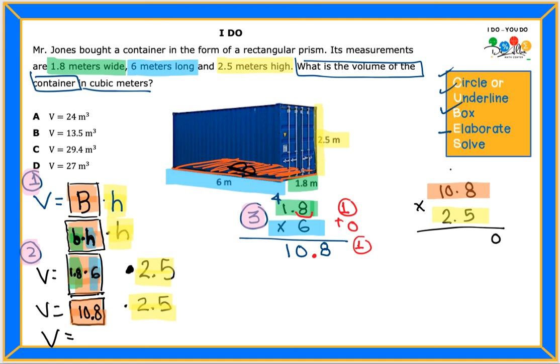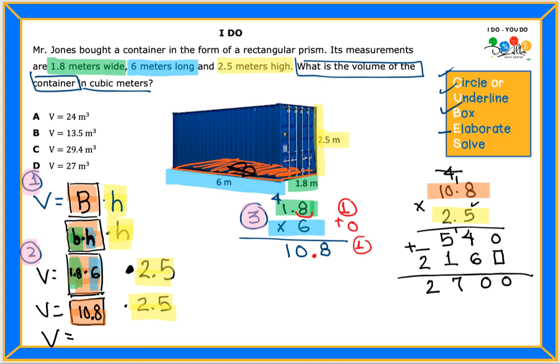5 times 8, 40. 0 and we carry 4. 5 times 0, 0 plus 4, that's going to be 4. 5 times 1, that's going to be 5. We already used this place value, so now we don't use this place value anymore and we use a placeholder. Now I'm going to multiply by the 2. 2 times 8, 16. 6 and we carry 1. 2 times 0, that's 0, plus 1, that's 1. And 2 times 1, that would be 2. Now we're going to add. 0 plus nothing, that's going to be 0. 4 plus 6, that's 10. 0 and we carry 1. 5 plus 1, that's 6, plus 1, that will be 7. 2 plus nothing, that's going to be 2.